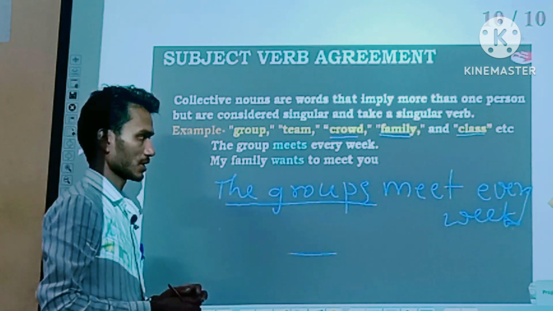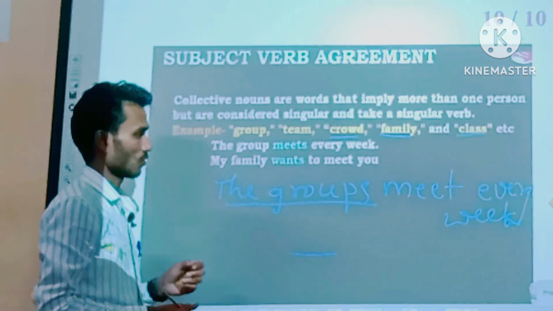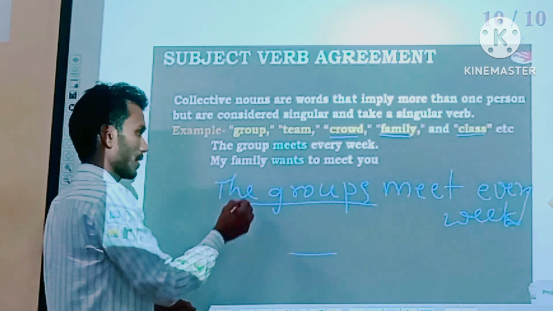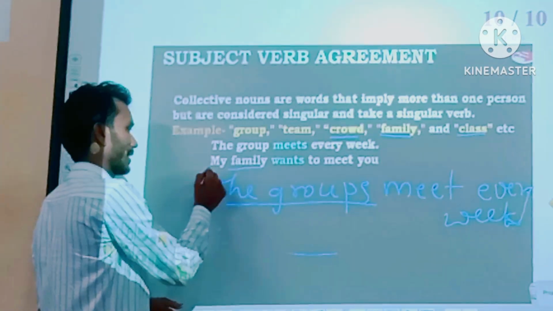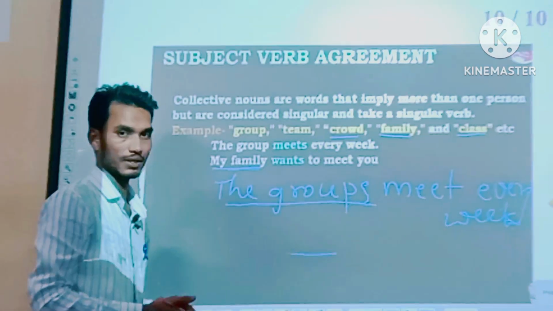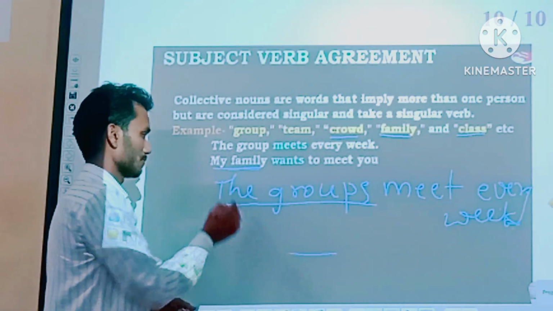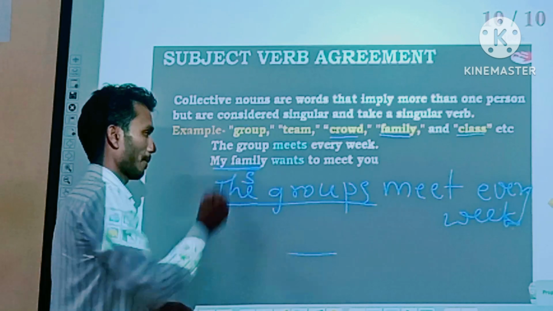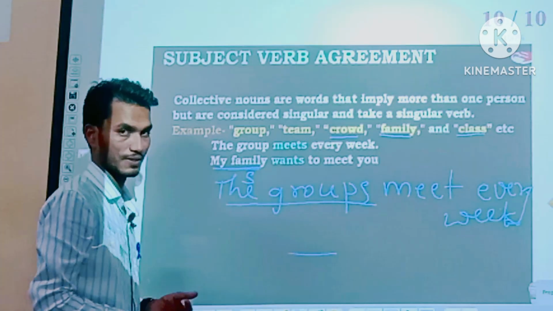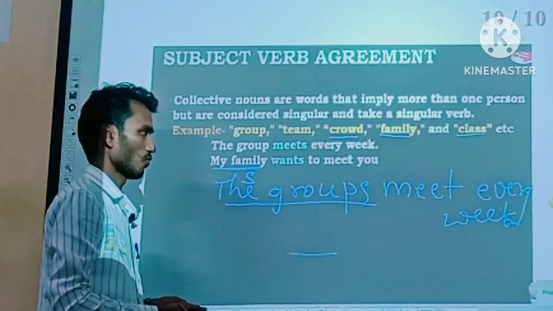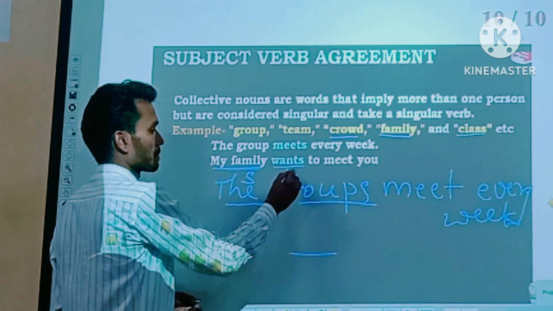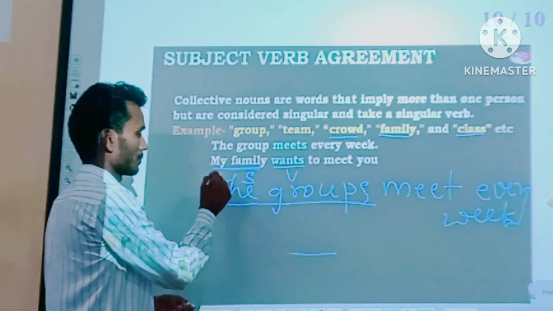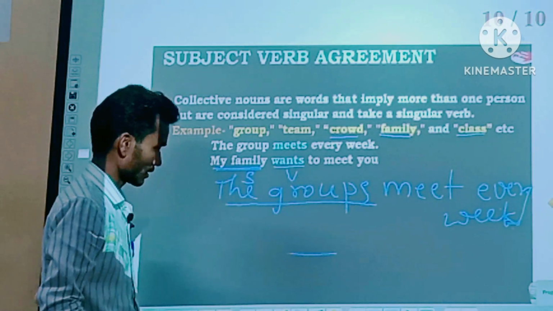My family wants to meet you. My family, it's not families. Even though it is a collective noun, my family, the subject is singular here. Family, it's not families. My family wants to meet you. Wants. The subject here is singular, and the verb is also singular, right?